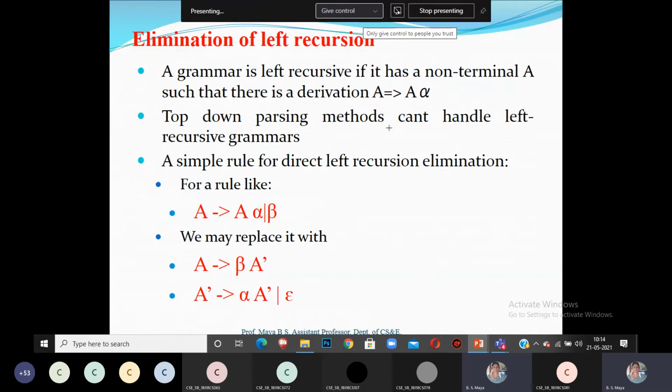Just copy this down. A derives A alpha or beta is a production called left recursion. It is replaced with A derives beta A dash. A dash derives the remaining in the production. You leave out A; the remaining in the production is alpha. Alpha A dash and epsilon. All the productions are replaced like this. See, this is the general rule for any production.